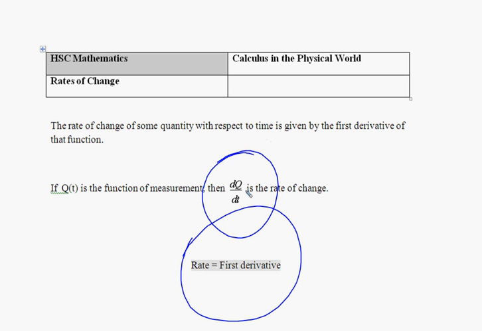So what we've got to notice mainly is that our rate is going to be of some quantity, but it's changing with respect to time. We still want to keep the idea that rate is the first derivative. So we want to keep that in mind as we keep going. So Q(t) is the function, dQ/dt is the rate of change.